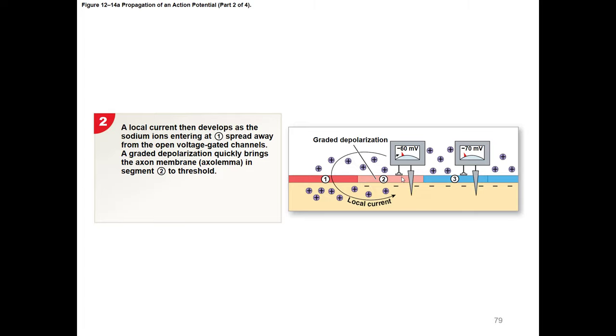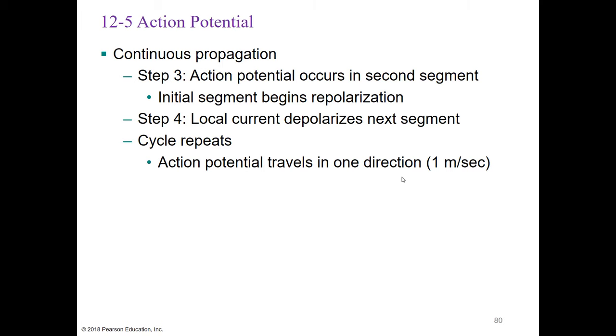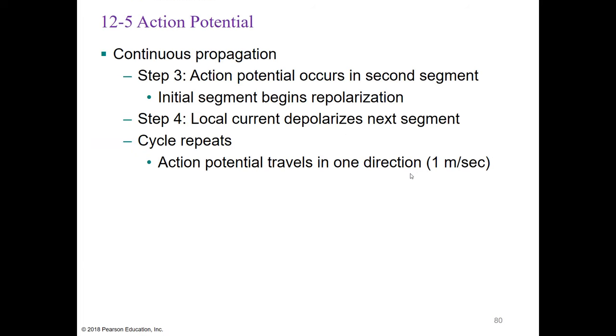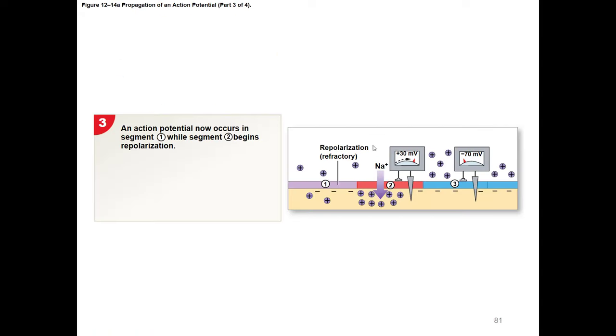If we reach threshold, this will cause segment two to depolarize. So we're going to see in segment two, sodium channels will open here, sodium will rush in, and that's going to take our number up to positive 30, which we call depolarization. So the action potential, as we just said, will begin to occur in the second segment. The initial segment we just left will begin to repolarize. Okay, so let's look at that now.